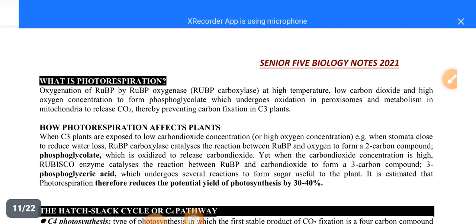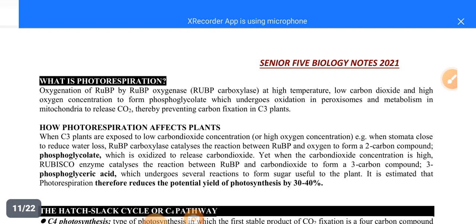Then how does photorespiration affect the plant? When C3 plants are exposed to low carbon dioxide concentration or high oxygen concentration, e.g., when the stomata close to reduce water loss, RuBP carboxylase catalyzes the reaction between RuBP and oxygen to form a 2-carbon compound, which is the phosphoglycolate, which is oxidized to release carbon dioxide.